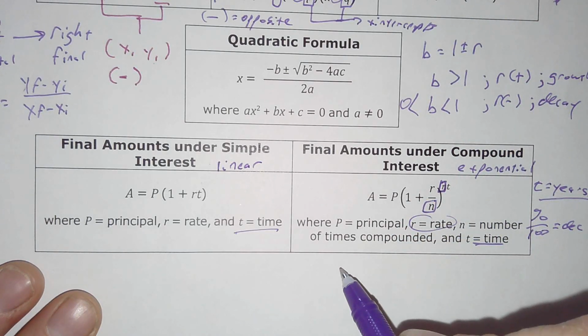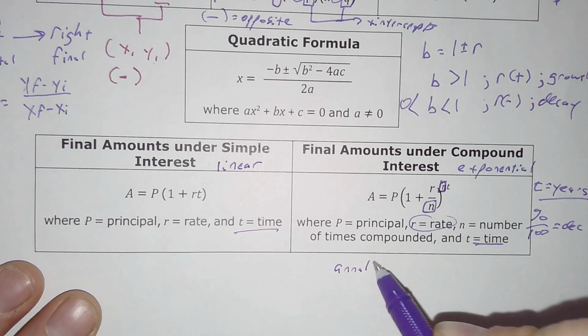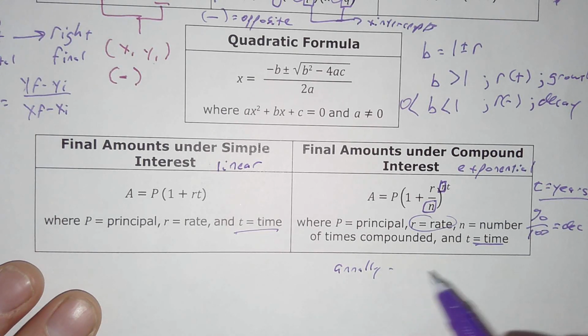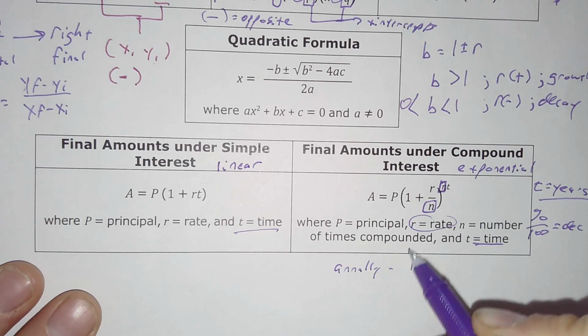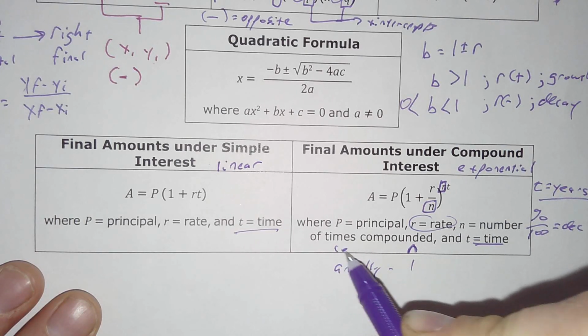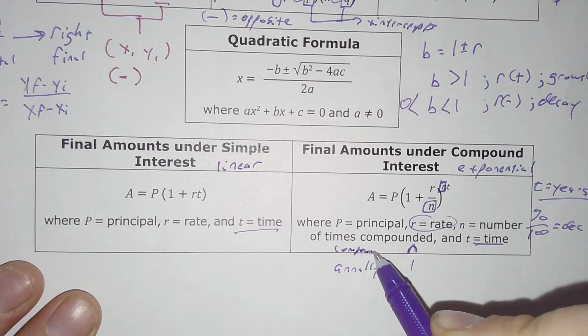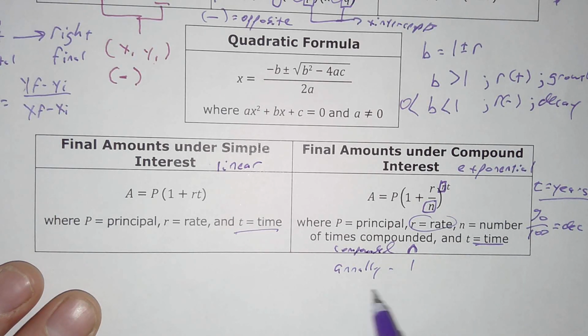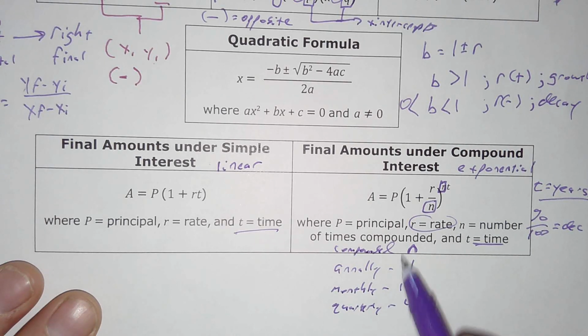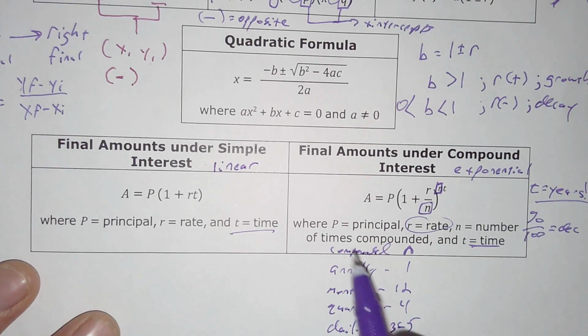There's different scenarios. So how often is it compounded? If it's annually, it's 1. If it's monthly, it's 12. If it's quarterly, it's 4. And if it is daily, it's 365. All right, and then the principal is your starting point.